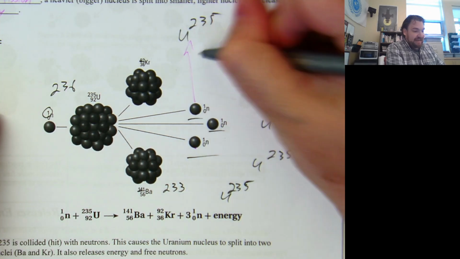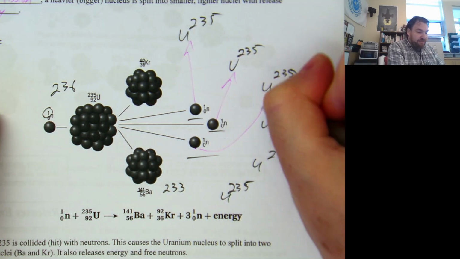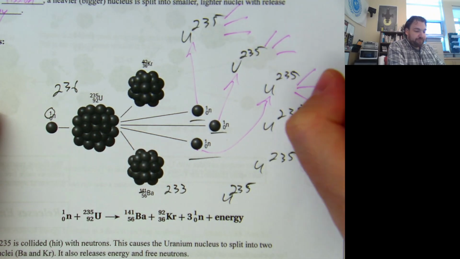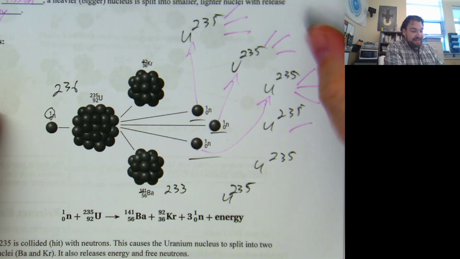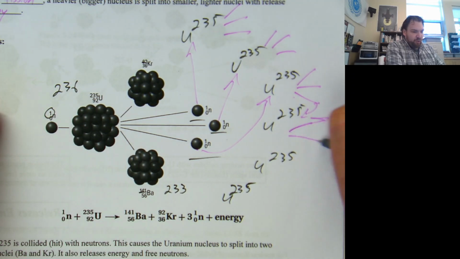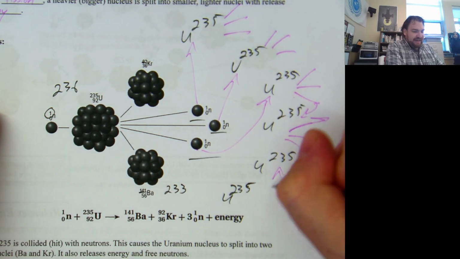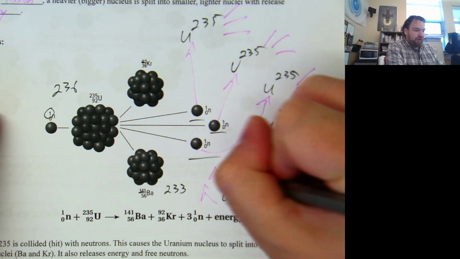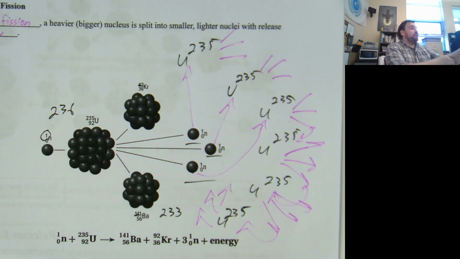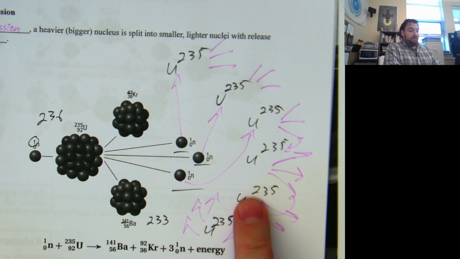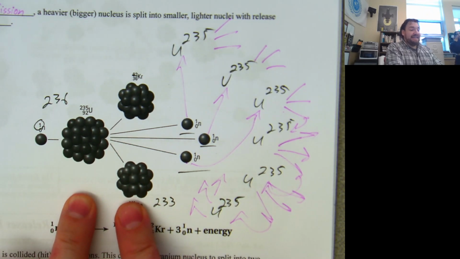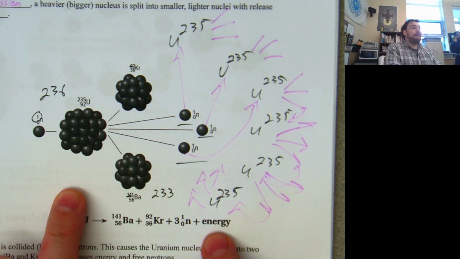One of these is going to hit that guy. One of them is going to hit that guy. One of them is going to hit that guy. And each one of these is going to launch 3 more. One of these might hit this guy, and he's going to launch 3 more. One of these is going to hit that guy, and he's going to launch 3 more. And so all of a sudden you get this chain reaction of nuclear decay, and this happens very, very quickly. In addition to these neutrons, there is a massive release of energy.